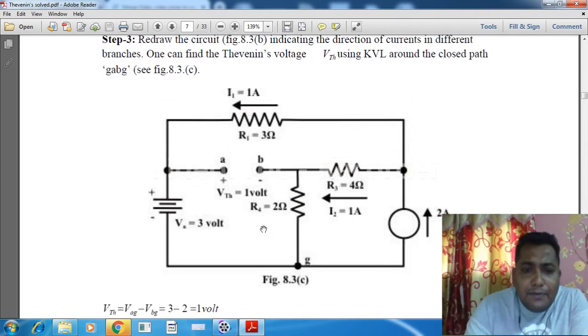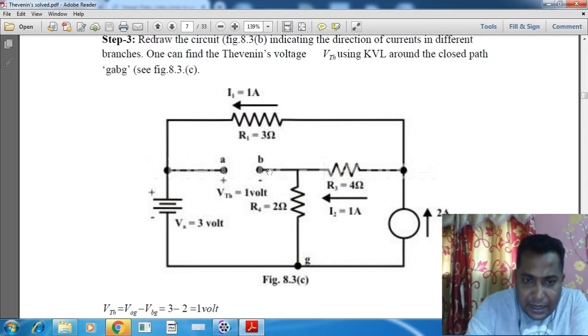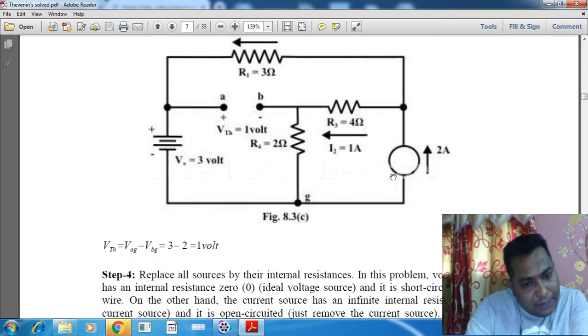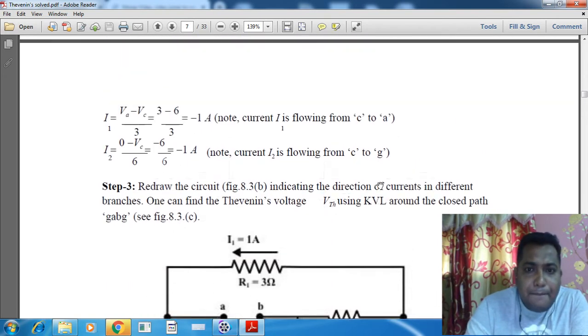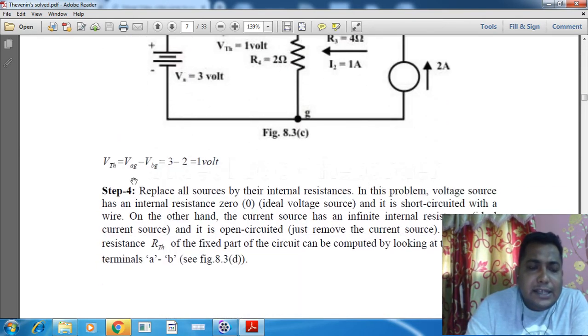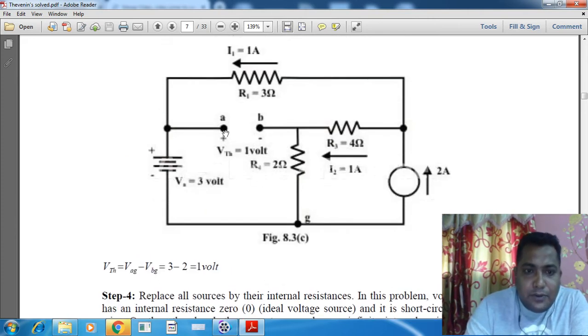And now we have to find this VTH over here. VTH means this voltage minus this voltage; whatever the voltage over here at node B is, it is actually the voltage at point C. So if we do that, VTH comes as VAG minus VBG. So VAG and VBG, correct?